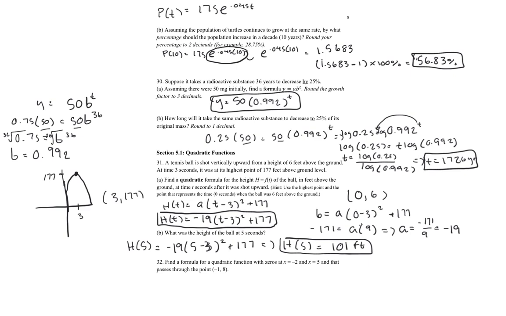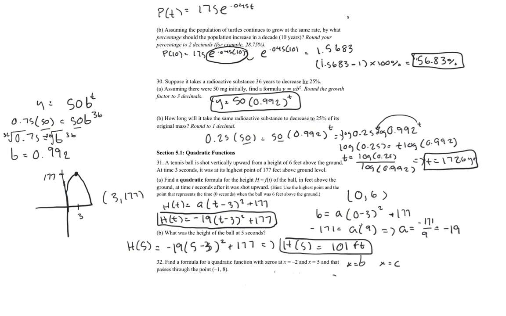All right, so on number 32, it says find a formula for a quadratic function with zeros at x equals -2 and x equals 5 that passes through the point -1, 8. Since we're given zeros, we know our equation is going to be in the form of, if we have zeros at x equals b and x equals c, y equals a times x minus b times x minus c, right? That's the setup of our equation.